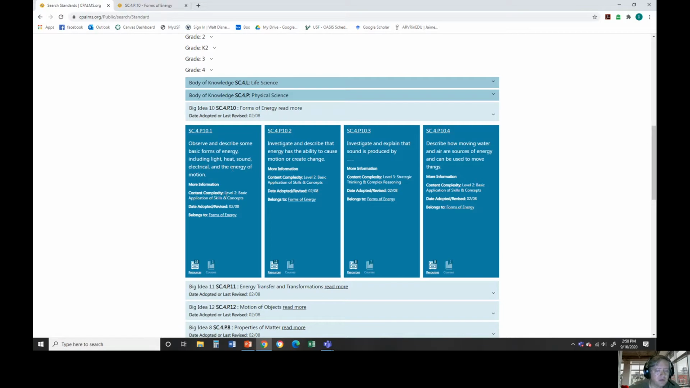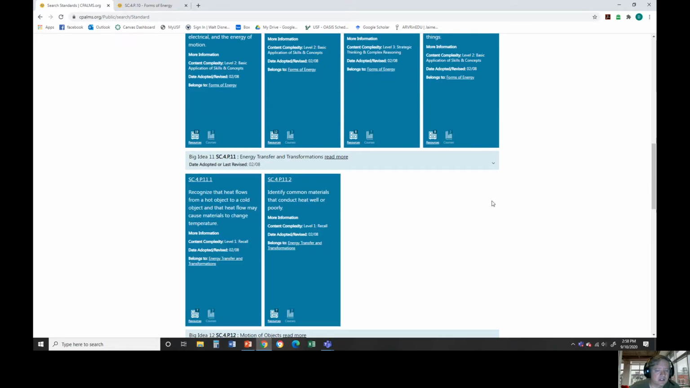Now they also give you different levels. This is a level 2, which is basic application skills. Level 3 is strategic thinking. If I go down here and click on energy transfer and transformations, you can see this is a level 1, recall. This is saying, I recognize that heat flows from a hot object to a cold object, and the heat flow may cause materials to change temperature.